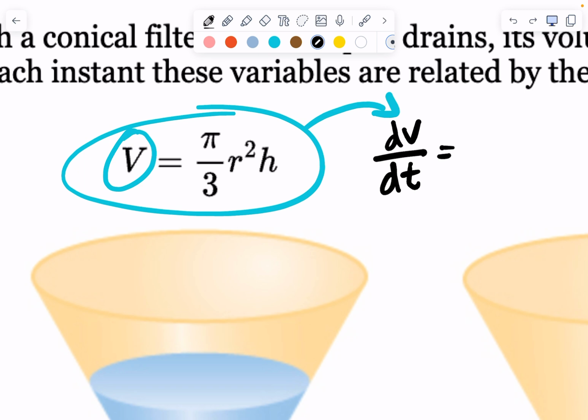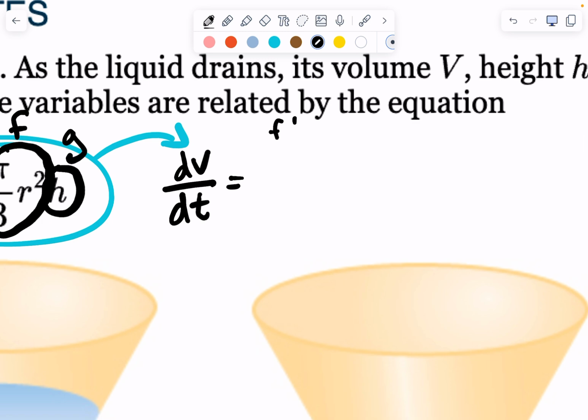That's going to have to be the product rule, right? Because I have two different variables. So what do you want your f to be? Pi thirds r squared. This is your f, right? And this is your g. Okay, let's do it. So I have f prime g plus g prime f.